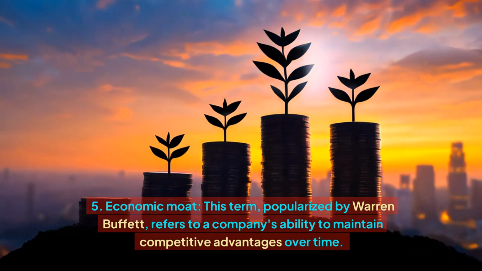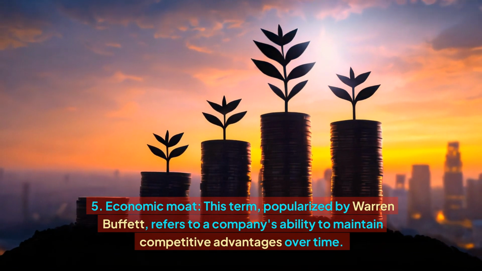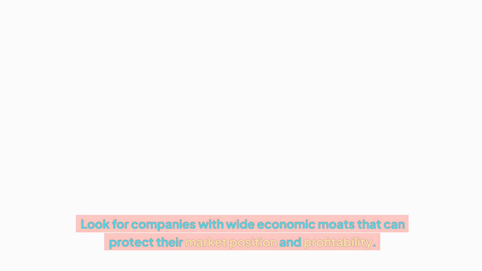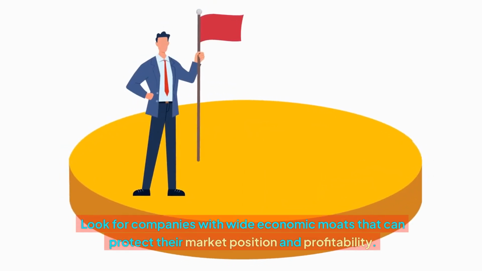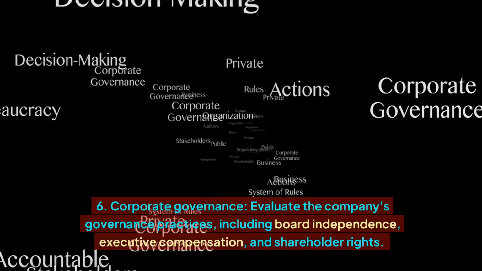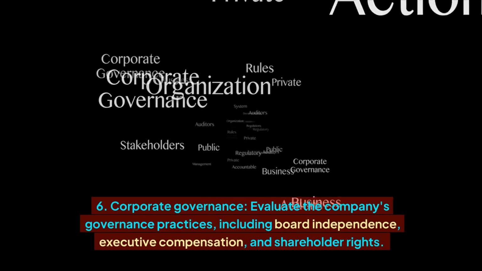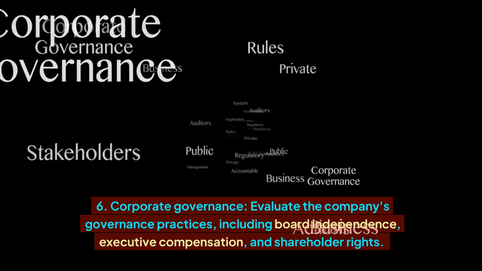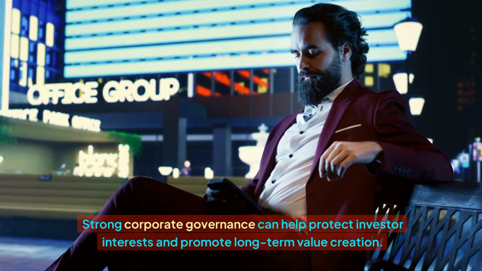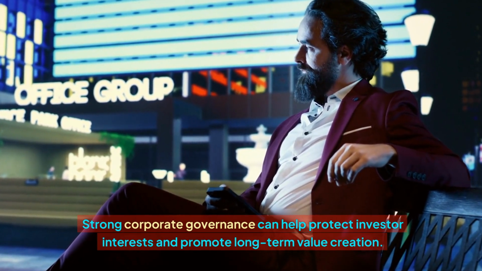5. Economic moat. This term, popularized by Warren Buffett, refers to a company's ability to maintain competitive advantages over time. Look for companies with wide economic moats that can protect their market position and profitability. 6. Corporate governance. Evaluate the company's governance practices, including board independence, executive compensation, and shareholder rights. Strong corporate governance can help protect investor interests and promote long-term value creation.